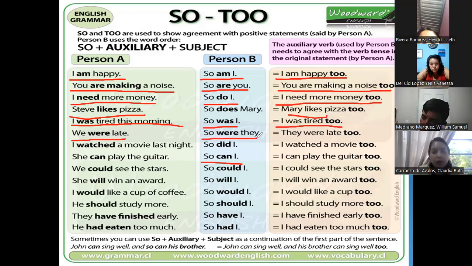So we're late. Were they? So were they, and they were late too. They were late too. All right. Thank you, Claudia Rose. Now I can see you.